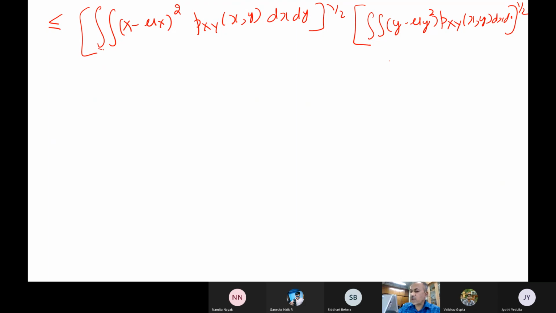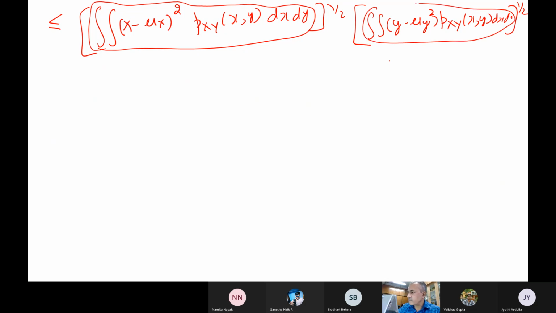Now, what is the value inside the integral? The integral of (x minus mu_x) whole square p_XY dx dy, with all the integrals running from minus infinity to plus infinity. What is the value of this expression? The inside quantities are sigma_x square and sigma_y square. But outside, we have sigma_x and sigma_y, so the square root is there and that gets cancelled. So finally, sigma_x sigma_y. That means sigma_XY will always be less than or equal to the product of these two.